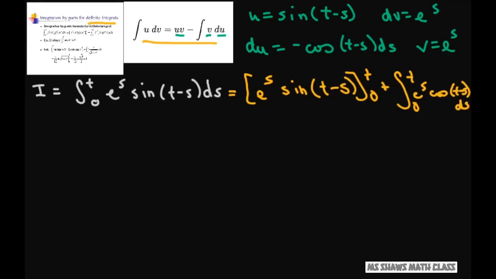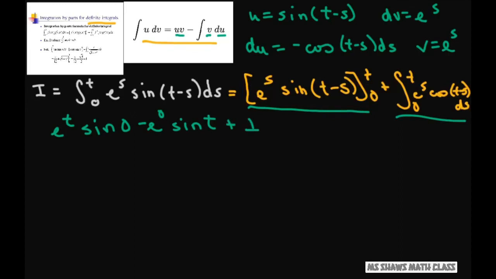All right. So I'm going to evaluate this first part here. Plug in t first, so you get e to the t sine of 0, minus e to the 0 sine of t, plus our second integral. I'll just call it 1. If this one's 1, this one was our initial one. Okay? And so now let's take care of this one.